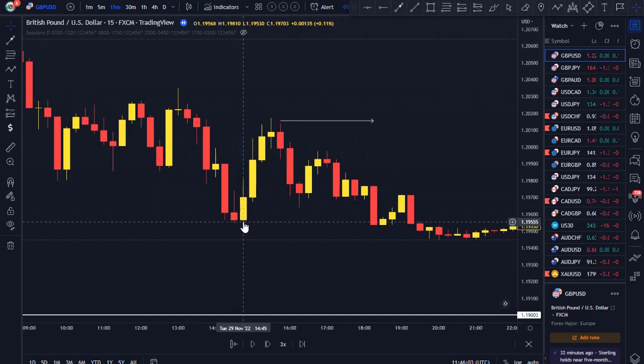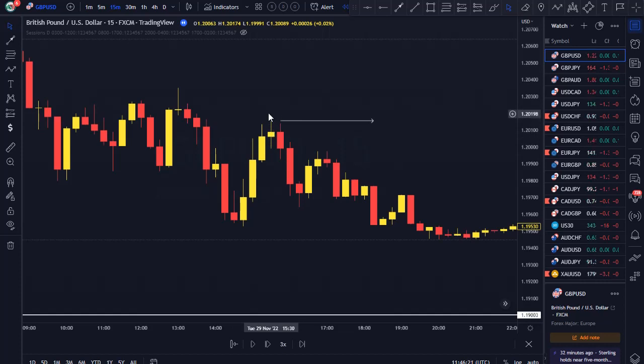You can see from here they pushed down and there was what? Rejection on that end. When they pushed, there was rejection. They pushed again, there was rejection. This is to tell you that the bears are still trying to take power.